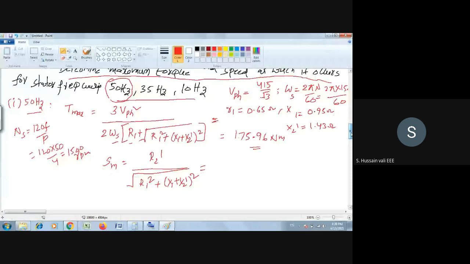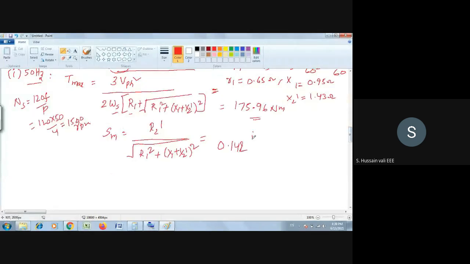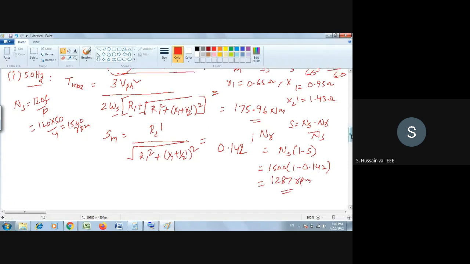But we don't want the slip, rather he is asking for the speed. So what is the relationship between speed and slip? Slip is equal to Ns minus Nr by Ns. Then what is Nr from this? Taking Ns common, Nr equals Ns into 1 minus s. So Ns is 1500 into 1 minus 0.142, and you get the answer approximately 1287 rpm. So we got the answer for 50 Hz. Now what is the answer for 35 Hz?